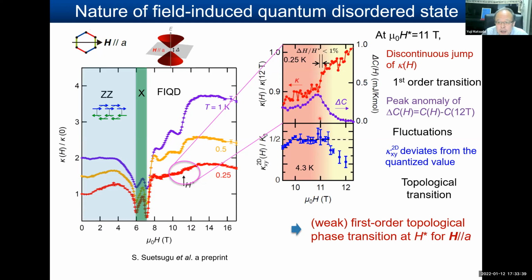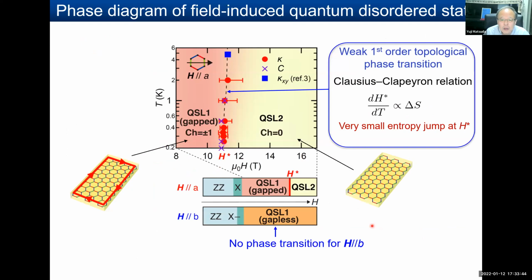We never observe such a phase transition in magnetic field parallel to the B axis. This is a phase diagram determined by the specific heat, thermal conductivity and kappa xy. The thermal conductivity shows the anomaly, and specific heat also shows an anomaly at this point. And the deviation of the kappa xy occurs at this temperature. Then H star, the first order phase transition line, is nearly independent of temperature. From the Clausius-Clapeyron relation, the entropy jump at the first order transition is very small at H star.